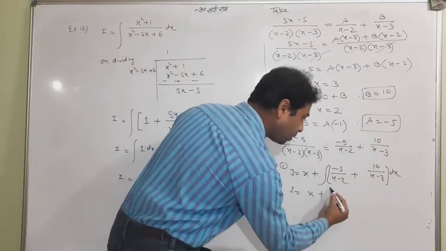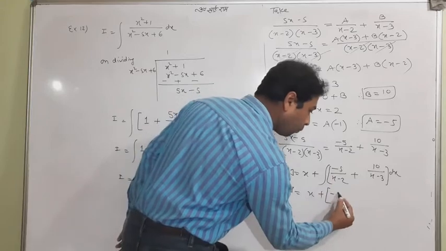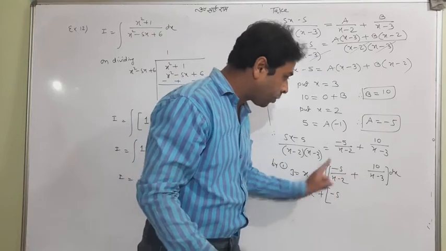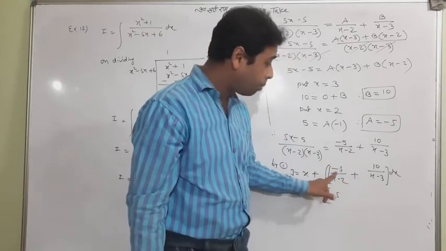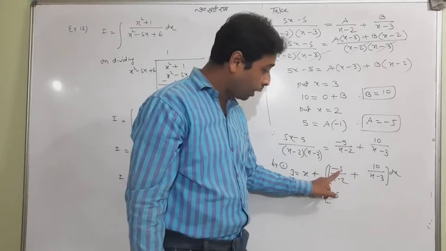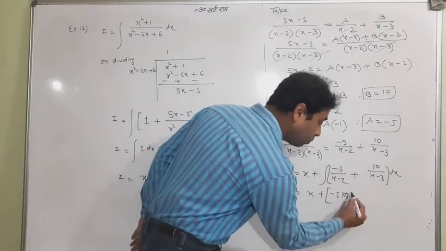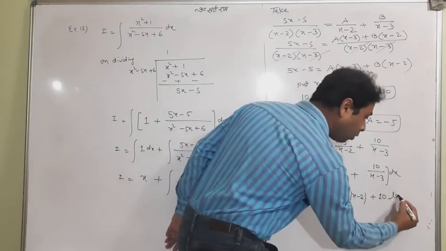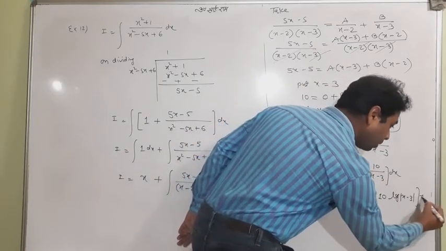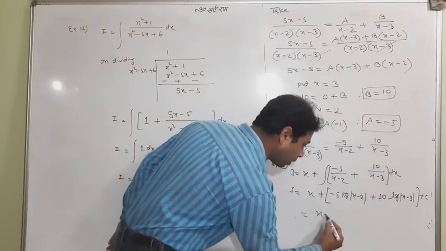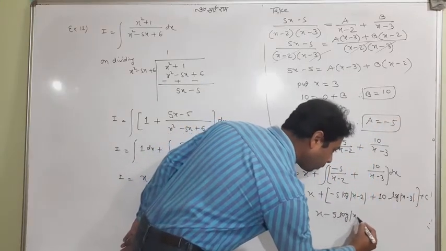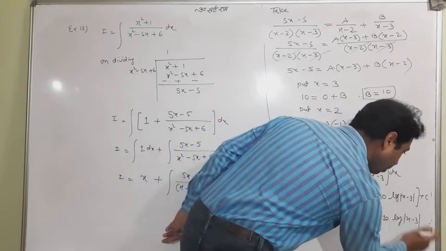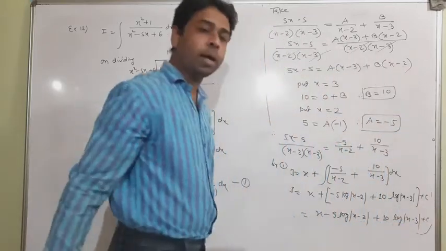So definitely it's a plus. So the answer will be, I am doing directly now, integration of the first term, integration of the second term. So what is the integration of the first term? Minus 5 is a constant value, it will come out. 1 upon x minus 2 has integration log of x minus 2. And 10 will come as it is. And 1 by x minus 3 is the log of x minus 3. And plus c. So the final answer will be x minus 5 log(x minus 2) plus 10 log(x minus 3) plus c, and that's the final answer from my side.